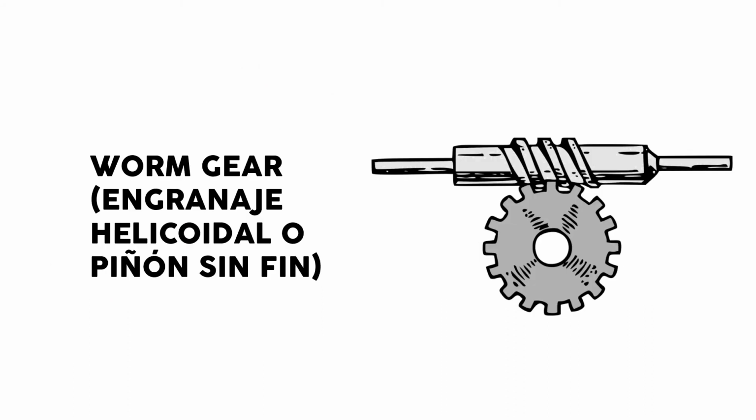Worm gear o engranaje helicoidal o piñón sin fin. This one uses the idea from the first two, the spur and the helical gears, and uses it in one. So we have spur, but we have a helical type of the one that is called the worm.